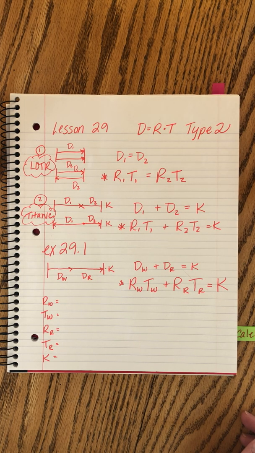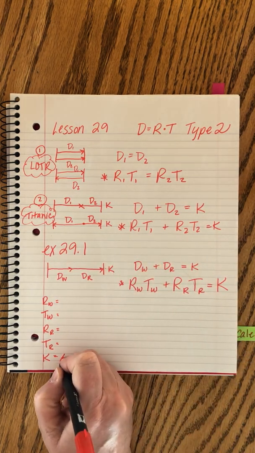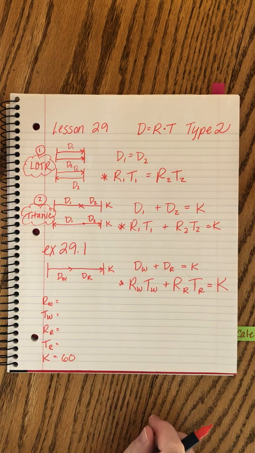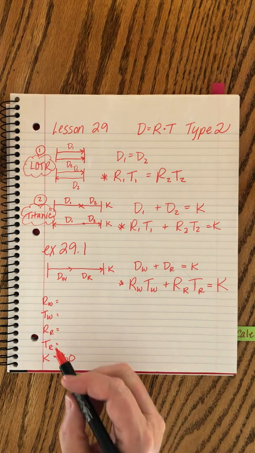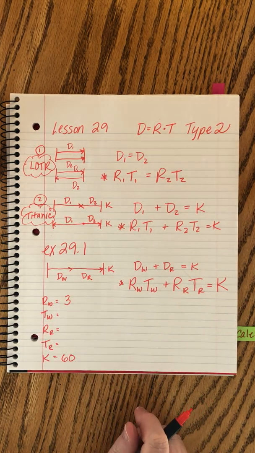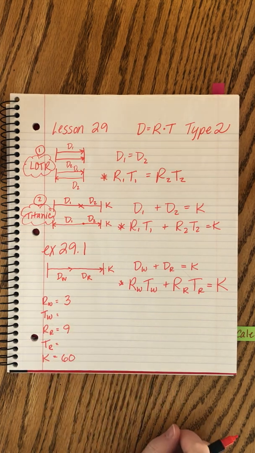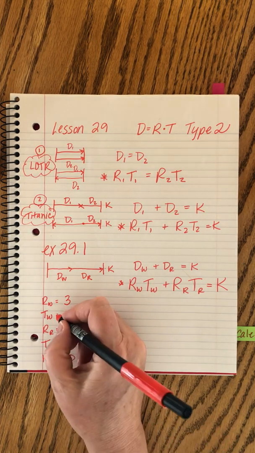Okay, he walked part of the 60 miles to the site of the battle. So the full way to the battle is 60 miles. And he rode the rest of the way. He walked at 3 miles per hour. Rate of walking equals 3. And he rode at 9 miles per hour. Rate of riding, 9.